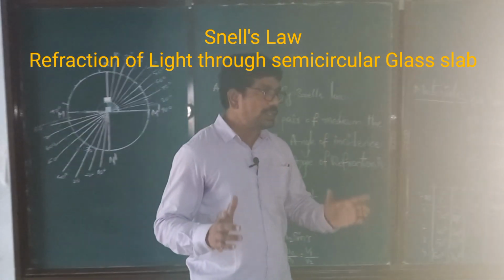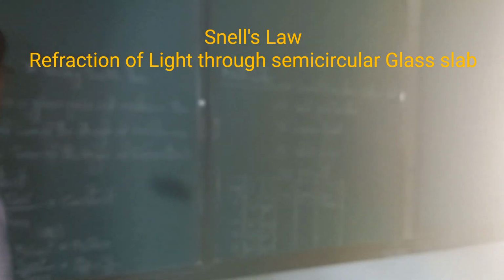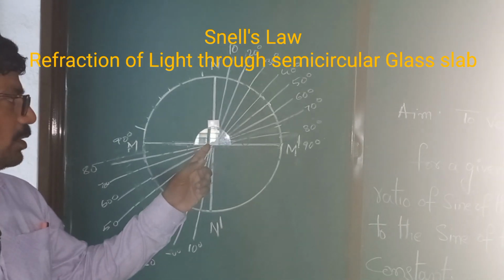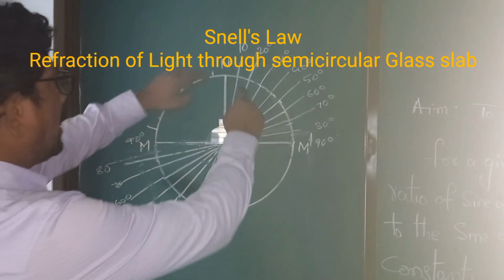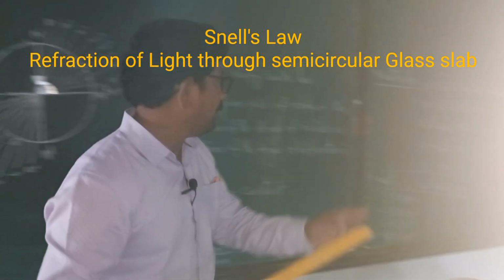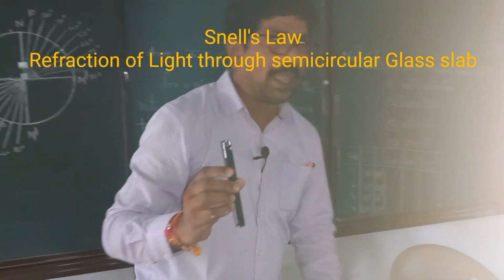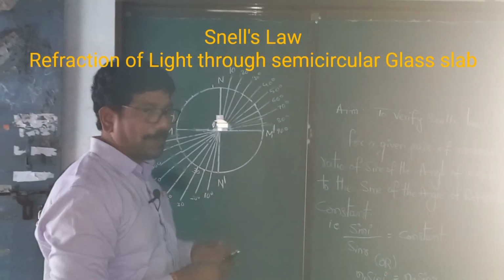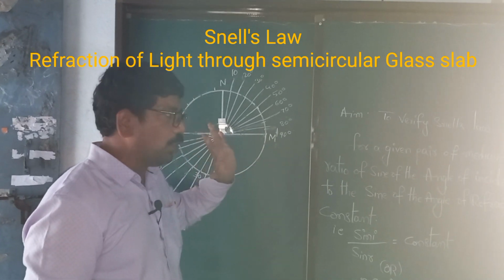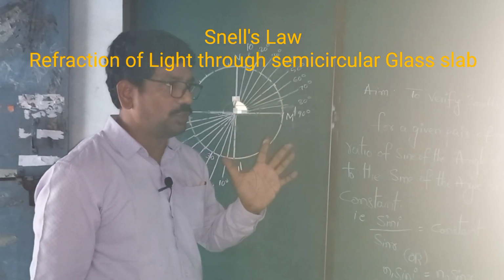To do this lab activity, what are the materials needed? A semicircular glass slab, which I fixed to the blackboard, a 360 degrees protractor, a scale, a laser light, and white paper. I am not doing the activity on white paper; I am using the complete blackboard, so you can imagine it as white paper. Instead of a pencil, I am using a piece of chalk.